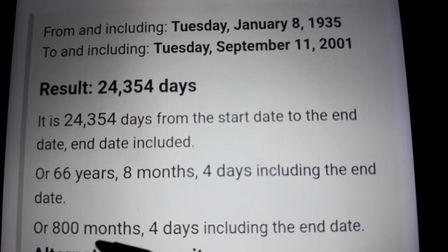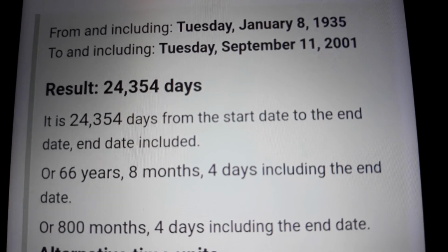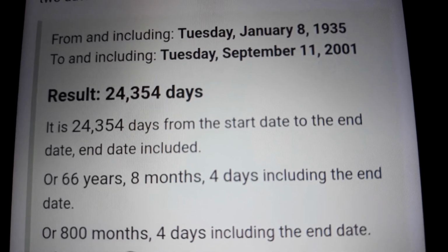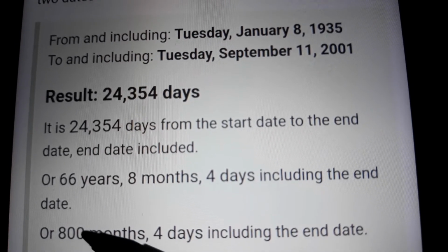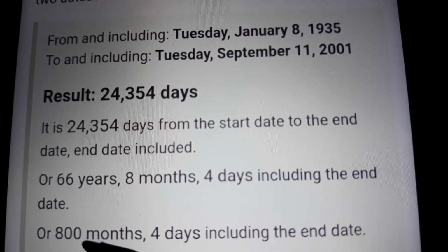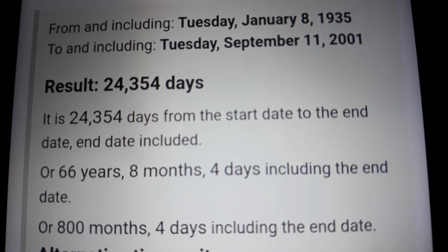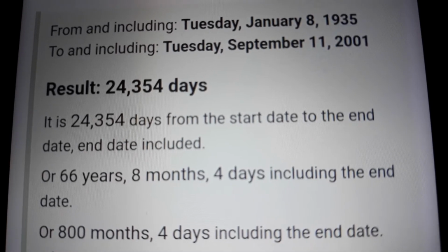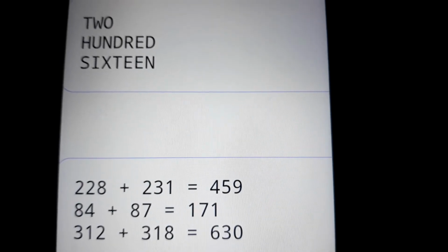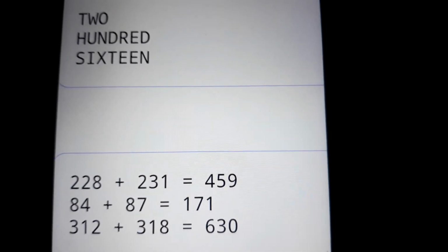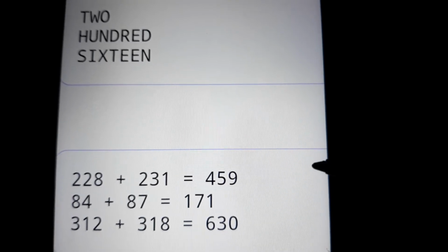Or you can make it 800 months and 4 days. Again, with the 8/4, and you have 2 O's, which is the 2 crowns for Elvis and Trump. You understand? These are impossible coincidences. So I have one more important thing to show you, but first, let me just recap.